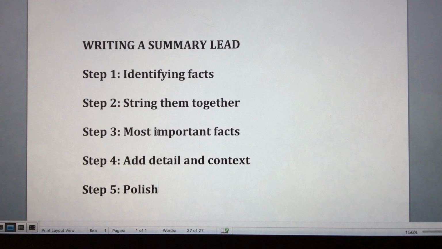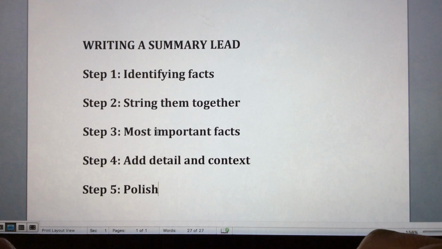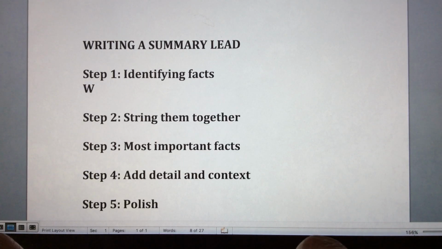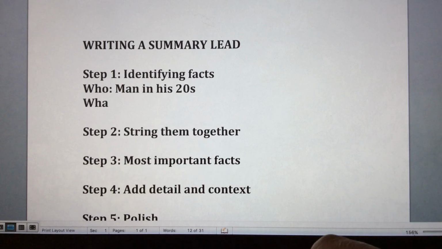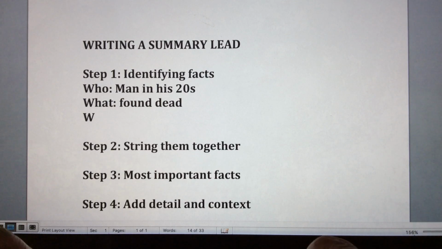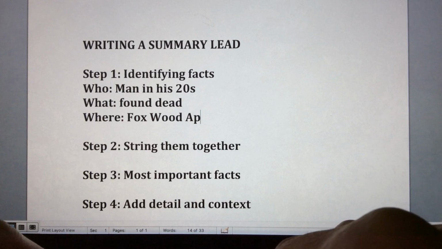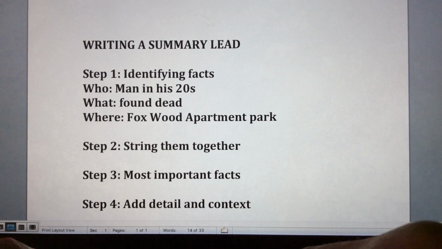So let's look at the first step, identifying the facts. So what do we have? We have the who. This is the 5 W's and H, remember? The who. We have a man in his 20s. What happened? Found dead. He was found dead. Where? At the Foxwood apartment parking lot.